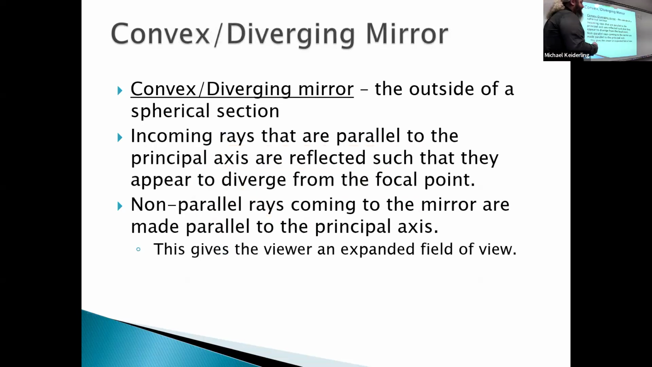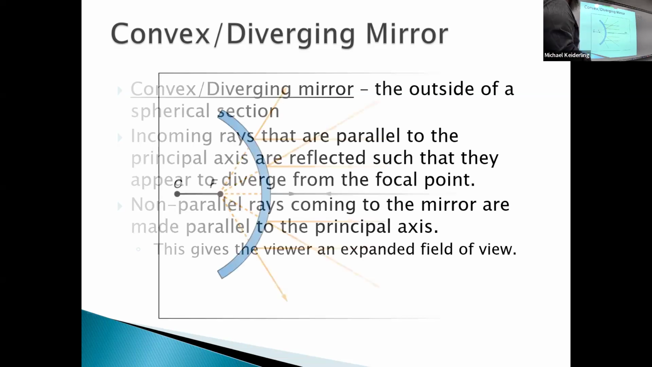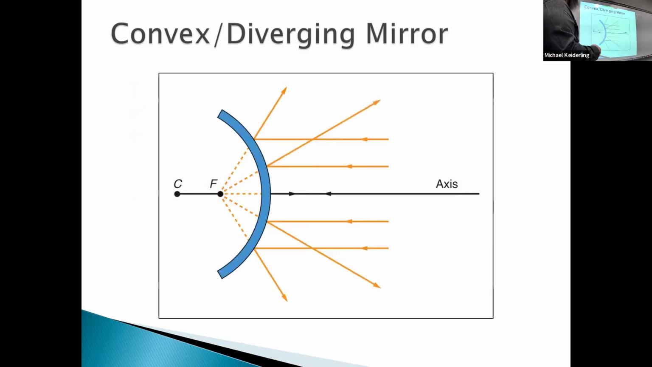You can also have a convex or diverging mirror. This is the outside of the spherical section. Incoming rays that are parallel to the principal axis are reflected so that they appear to diverge from the focal point. And then non-parallel rays coming to the mirror are made parallel to the principal axis. So they would be going to the focal point, they end up parallel. This causes the viewer to have an expanded field of view. So if you have the principal ray, the parallel rays coming in, they act like they were coming from the focal point.